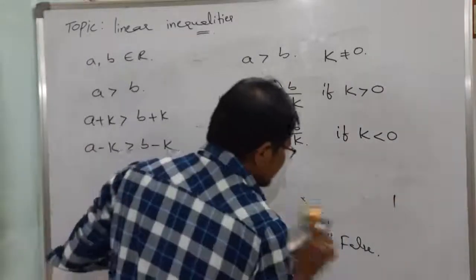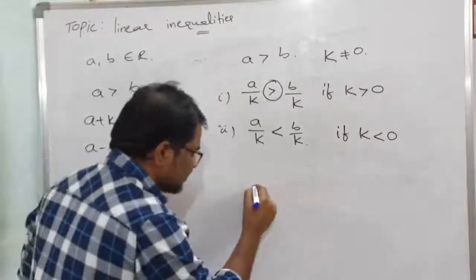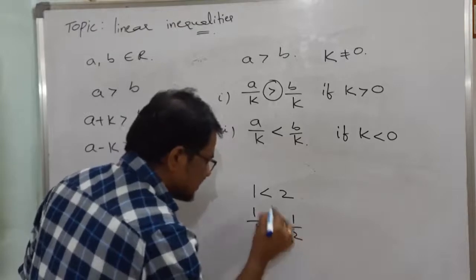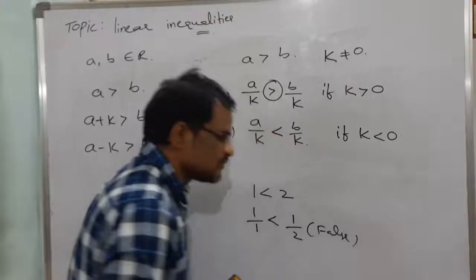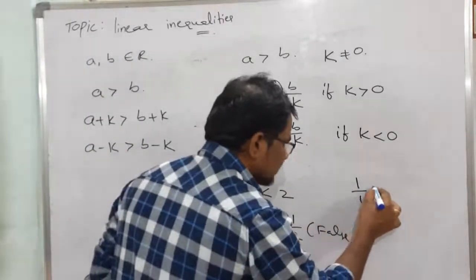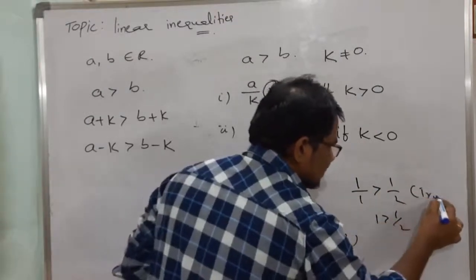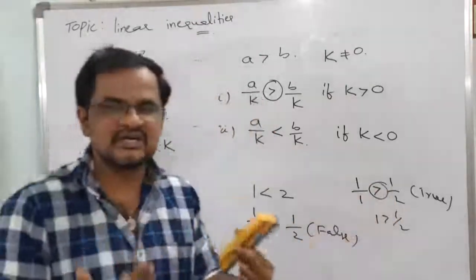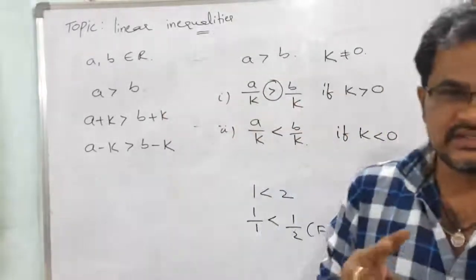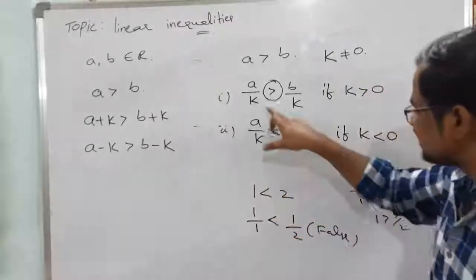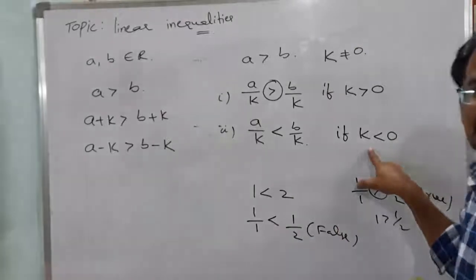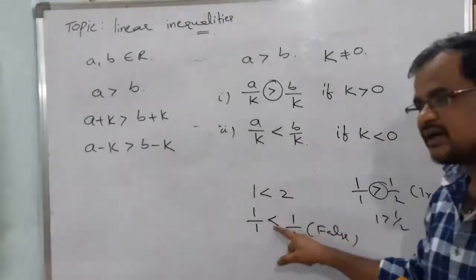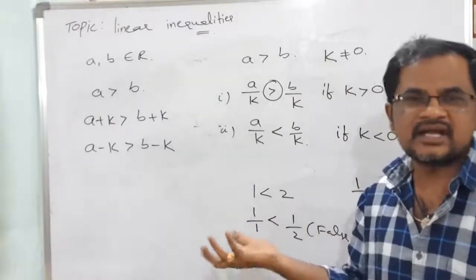Next, suppose you take the reciprocal. For example, 1 < 2. Taking the reciprocal of both sides, 1/1 < 1/2 with the same less than sign is false. But 1/1 > 1/2, that is, 1 > 1/2, is true. So whenever you take the reciprocal, the inequality reverses. That means two things: if you multiply or divide an inequality by a negative real number, or if you take the reciprocal, the inequality reverses.